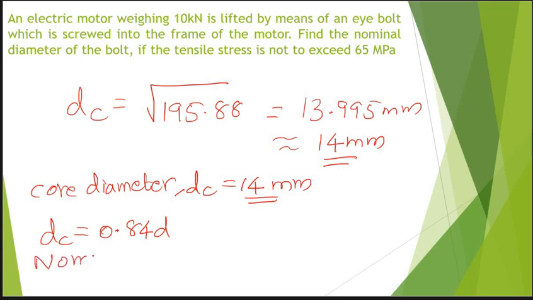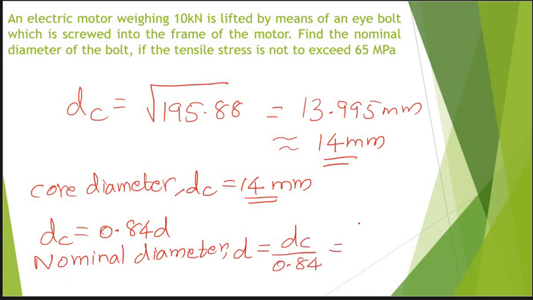So the nominal dia is represented by symbol D, which is equal to DC divided by 0.84, that is 14 divided by 0.84, which is equal to 16.67 mm.